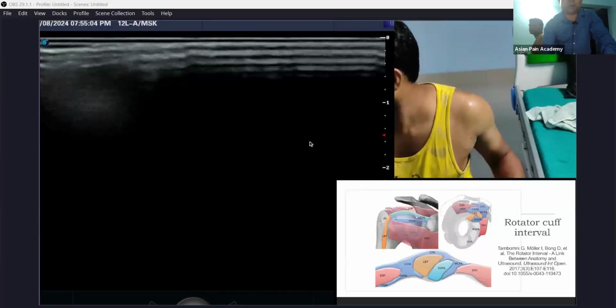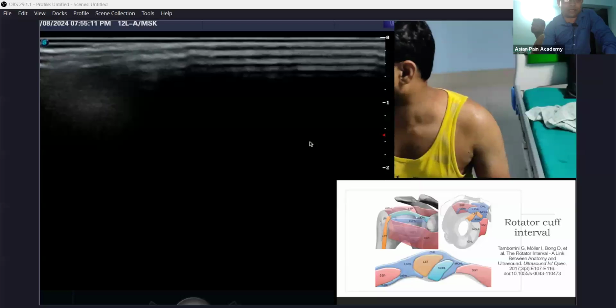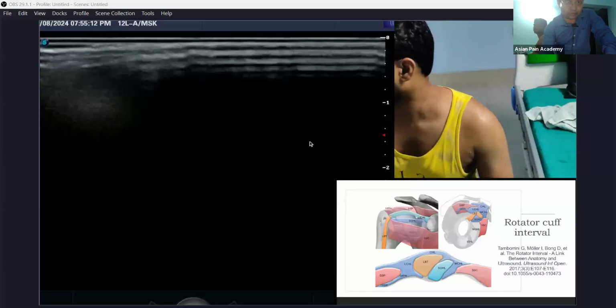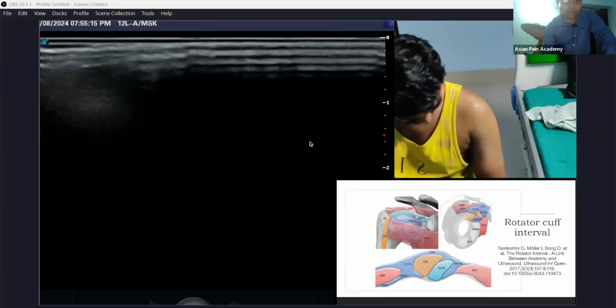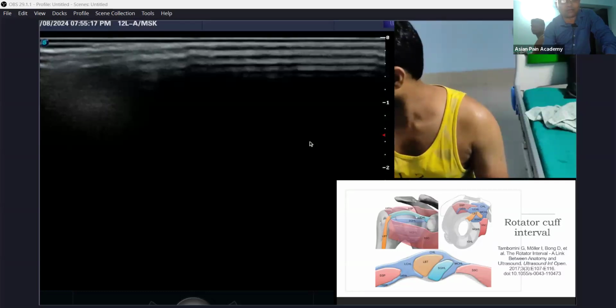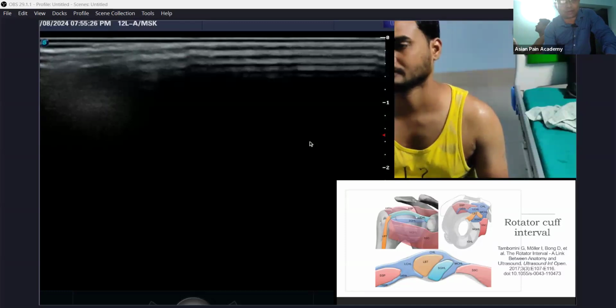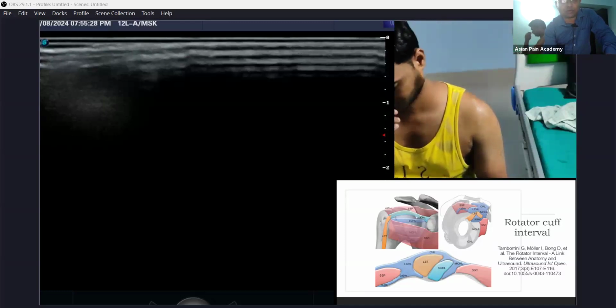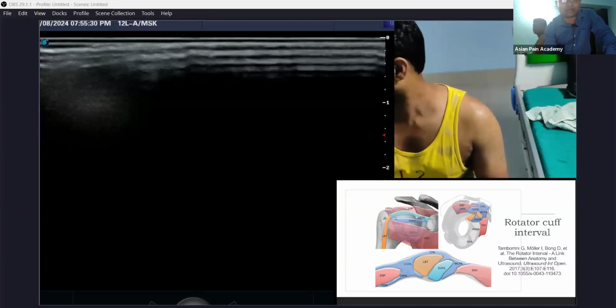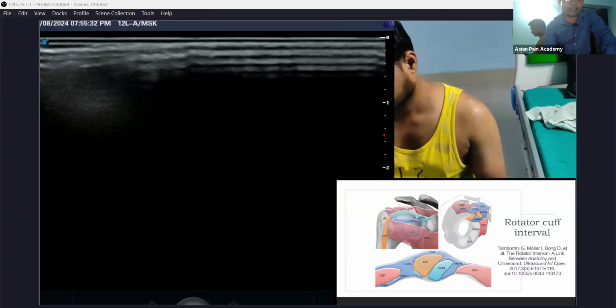Now, a very important part is your rotator cuff interval, which I already showed you. You can see the coracohumeral ligament from above, which has come above the supraspinatus, and this is the subscapularis. The coracohumeral ligament comes here also, and this is the glenohumeral ligament just below. So what is the rotator cuff interval? You can see this picture.